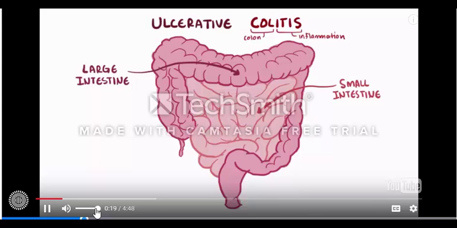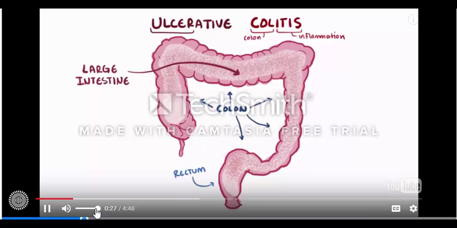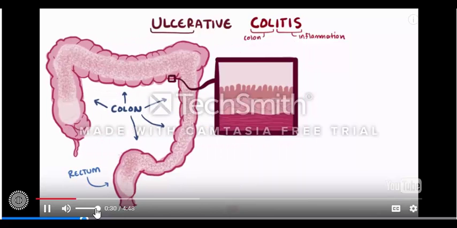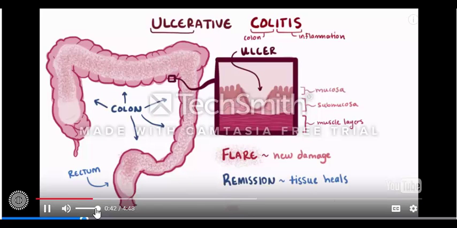Ulcerative colitis is a type of inflammatory bowel disease that tends to form ulcers along the inner surface, or lumen, of the large intestine, including both the colon and the rectum. These ulcers are spots in the mucosa where the tissue has eroded away and left behind open sores or breaks in the membrane. Sometimes there's a flare, which means that new damage has occurred, and then there are periods of remission when the tissue starts to heal up.